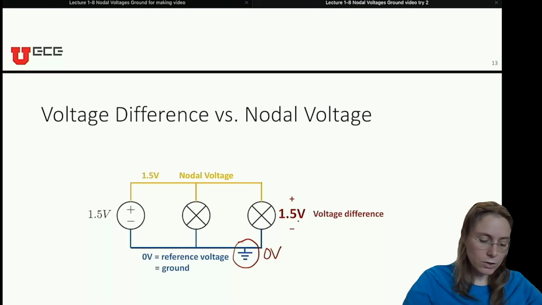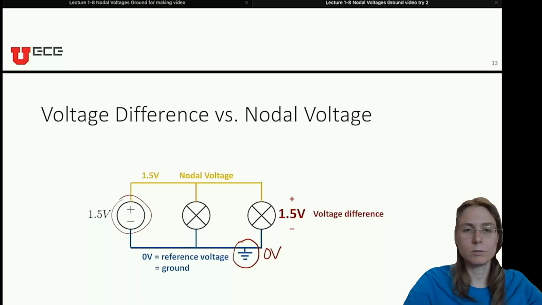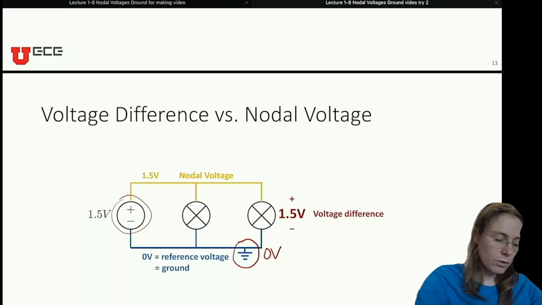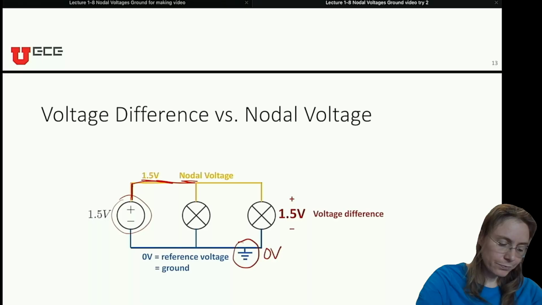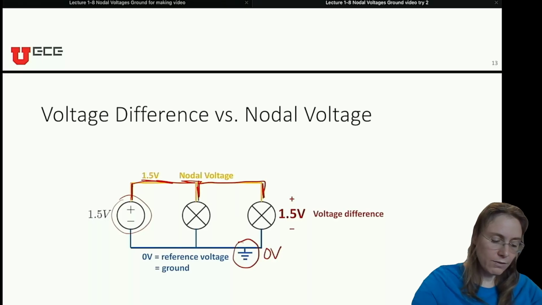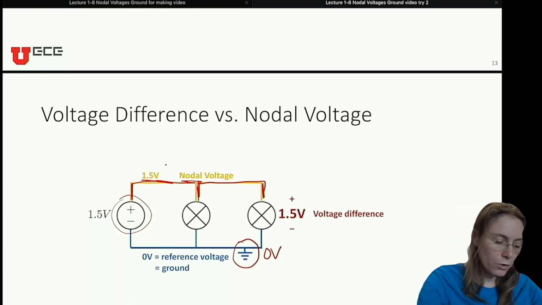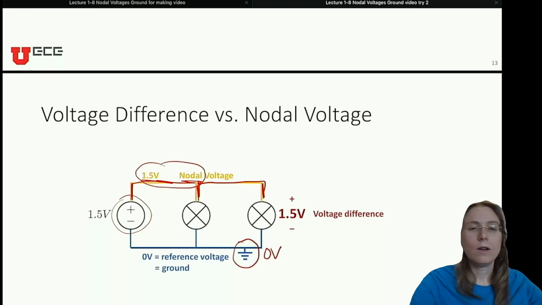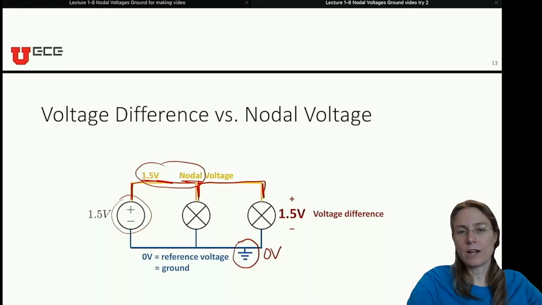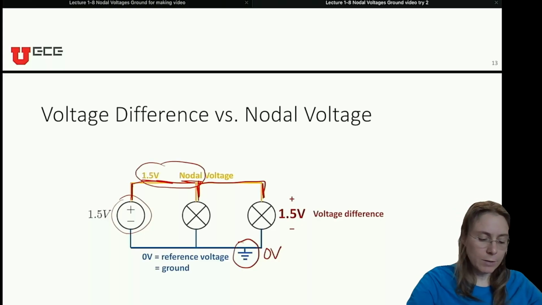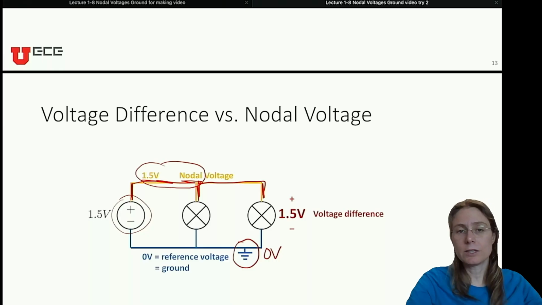And then because we know there's 1.5 volts across this device, right, across this voltage source in parallel here, then we know the nodal voltage up here is 1.5 volts higher than the reference ground. So we can say this whole node has a voltage of 1.5 volts compared to ground. So now instead of having to label a positive and a negative, which represents a voltage difference, we can just label nodes with voltages referenced to the ground point.